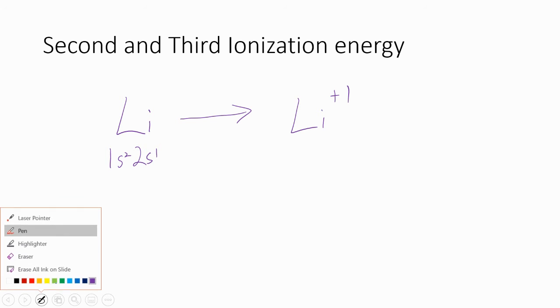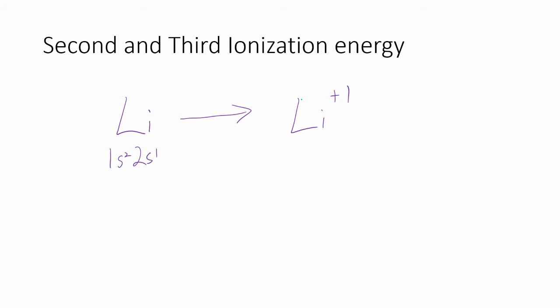So lithium has an electron configuration of 1s2, 2s1. And for that to lose an electron to become lithium plus 1, that's now going to be, actually I meant to do that in a different color. Let's pretend I did that in a different color. So lithium plus 1 has an electron configuration of 1s2 because it lost that 2s1. So it has 1 electron that got taken away.